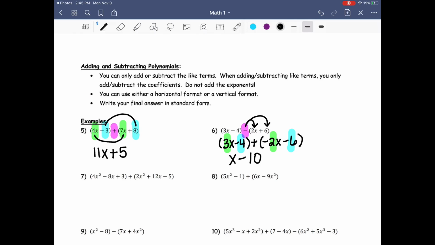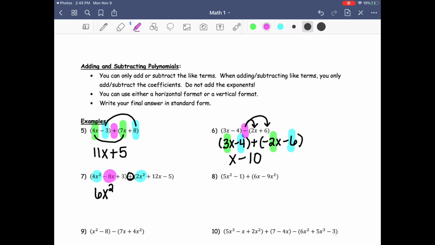Next one, we have number 3. So we have a trinomial plus a trinomial. So again, we're going to be adding. So I'm going to add, I have 2x squared and 4x squared. So that's going to make 6x squared because we're adding the coefficients.